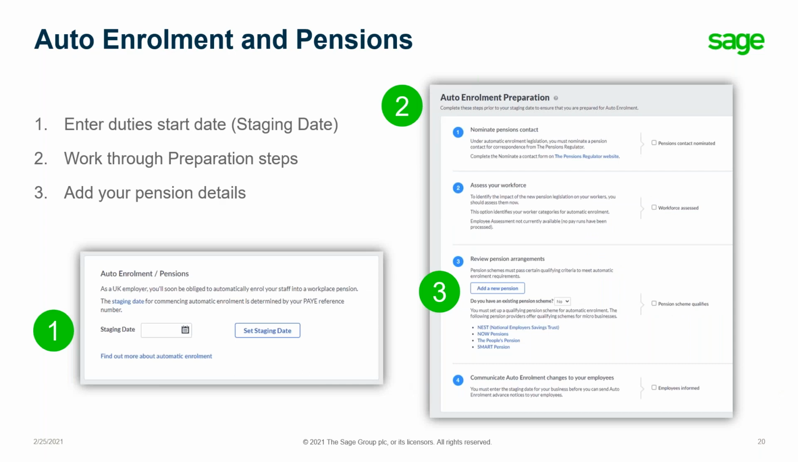Where we're going to run through setting up auto-enrolment and pensions. Again, I've broken this down into a 3-step process. The first will be to confirm your duty start date or staging date. You've then got some preparation steps to work through, and then you'll be adding your pension details, which will determine how the calculation of pension is done. So we've got one final video demo taking you through these steps. So let's roll VT.